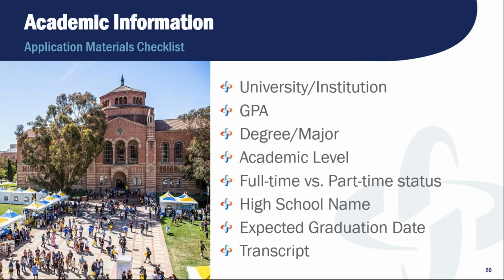Academic information. We ask for your university or institutional name and your GPA, and this is your overall cumulative GPA as it's listed on your transcript. The most up-to-date is what we require. We also ask for your degree or major and your academic level. So if you're an undergraduate, a graduating high school senior, a graduate student or a PhD student, or a professional pursuing graduate school, we ask for that. We ask for your full-time versus part-time status. Your high school name and the city and state of your high school will also be asked.